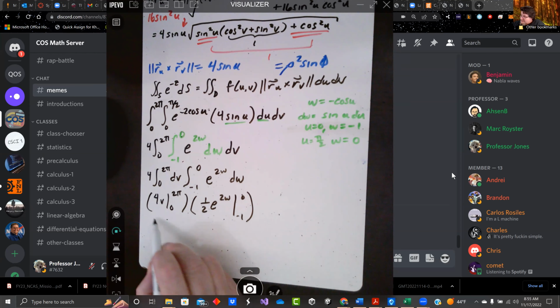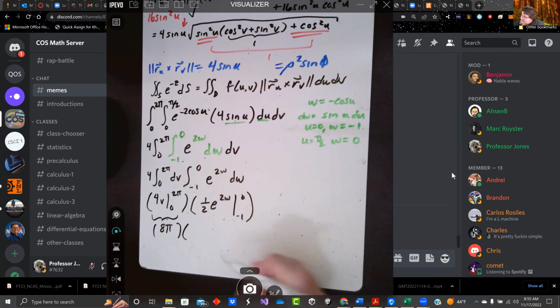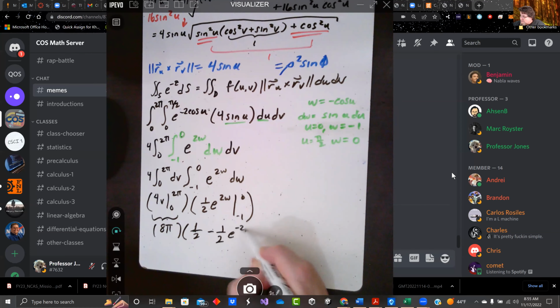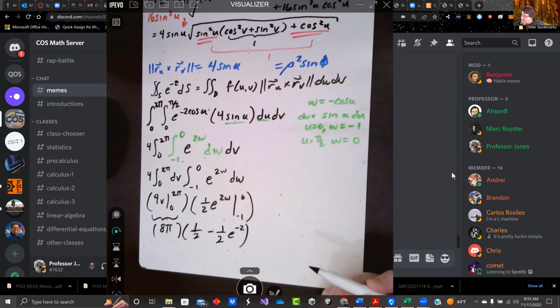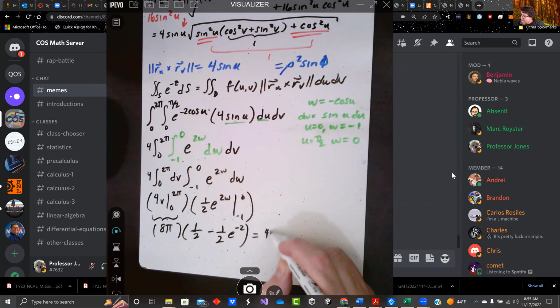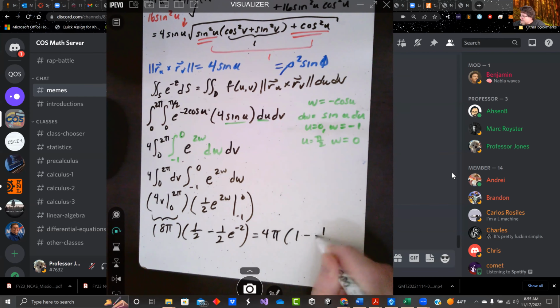We can see this gets us a nice fat 8 pi. This gets us 1/2 e to the 0, which is just 1, minus 1/2 e to the negative 2. I guess I could put the 1/2 with the 8 pi over there. And we've got 4 pi times 1 minus 1 over e squared.